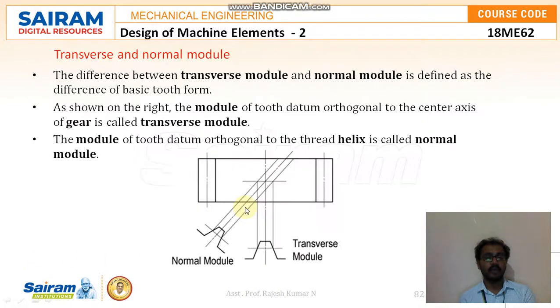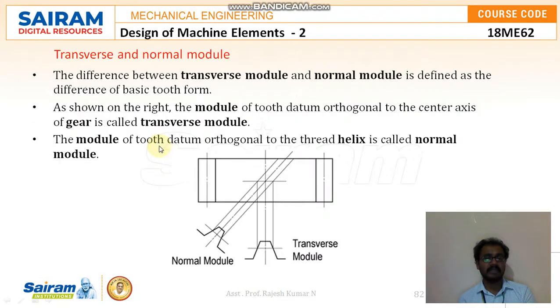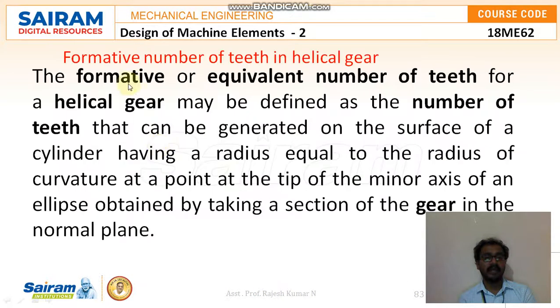So I think I should go back to the sketch. So here the formative number of teeth, if you want to understand me, we'll go line by line. The formative or equivalent number of teeth for the helical gear may be defined as the number of teeth that can be generated on the surface of the cylinder.